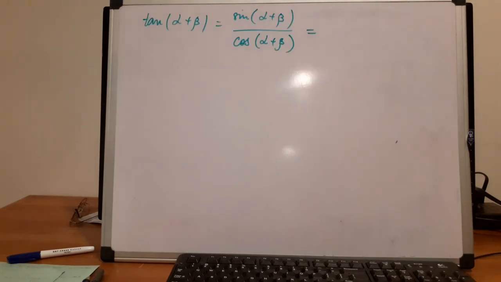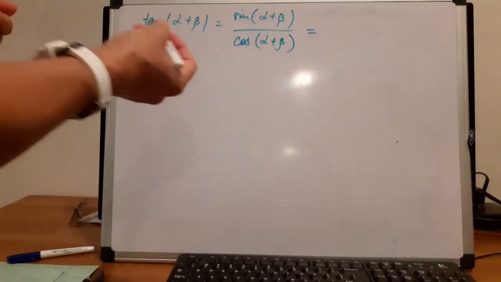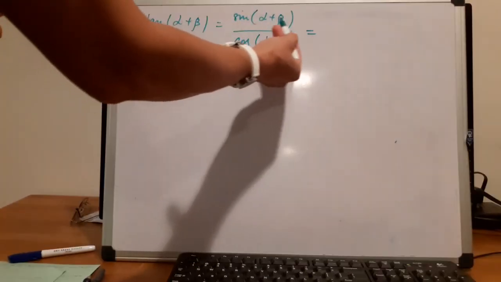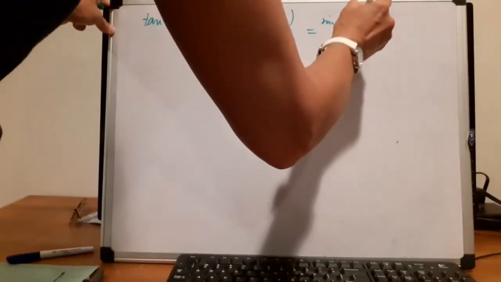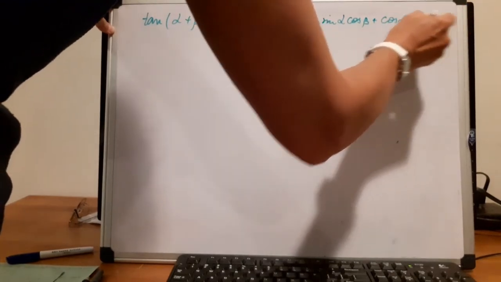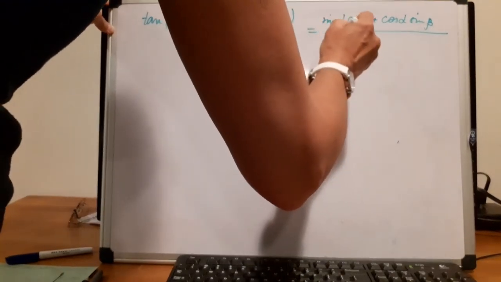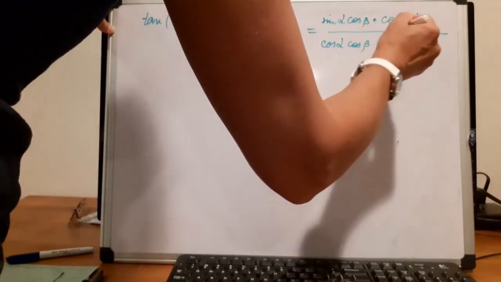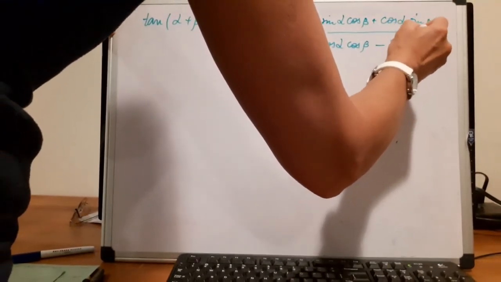Okay, I'm hoping that everyone tried to do the formula by themselves. Now, let's see how it's supposed to be done. So I'm going to use formula number 3 over here and formula number 1 over here. Formula number 3 is sine of alpha, cosine of beta, plus cosine of alpha, sine of beta. And denominator, cosine of alpha, cosine of beta, minus sine of alpha, sine of beta.